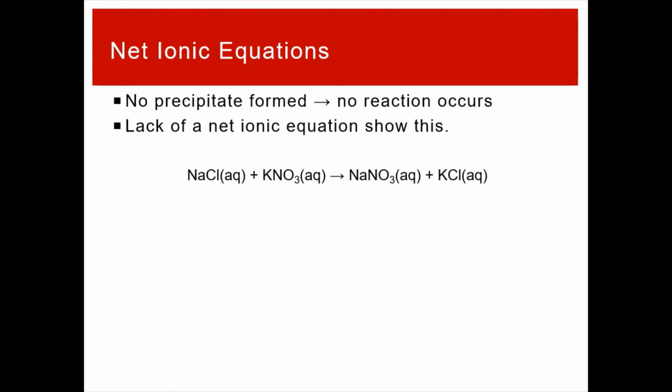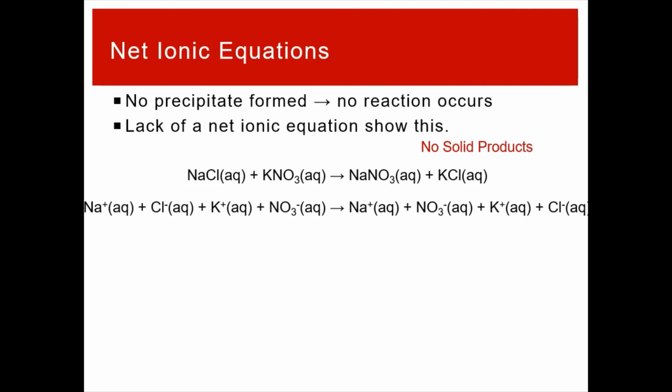If we look at, for example, the equation that we're given, sodium chloride plus potassium nitrate, those react to give you sodium nitrate and potassium chloride. Those are all soluble compounds, so they all keep the aq. They're all aqueous. So there's no solid products, which we can note. We wouldn't call this a precipitation reaction. So what is it? Well, if we separate out all our ions, everything is soluble, so everything gets separated into ions. And then if we go to cancel everything, everything's a spectator ion.